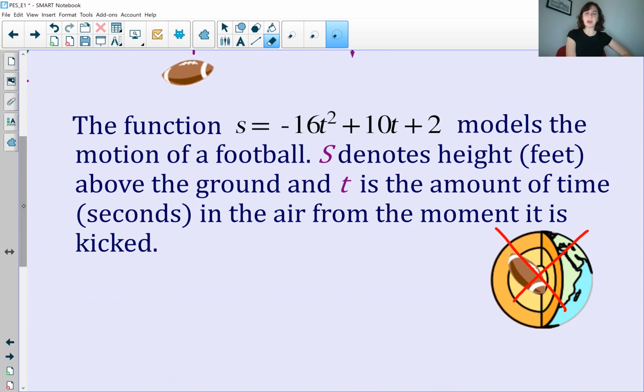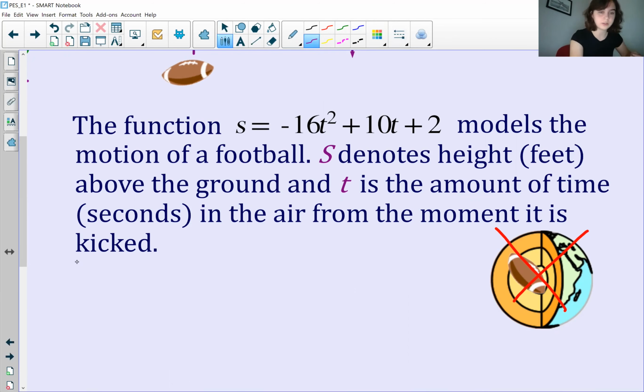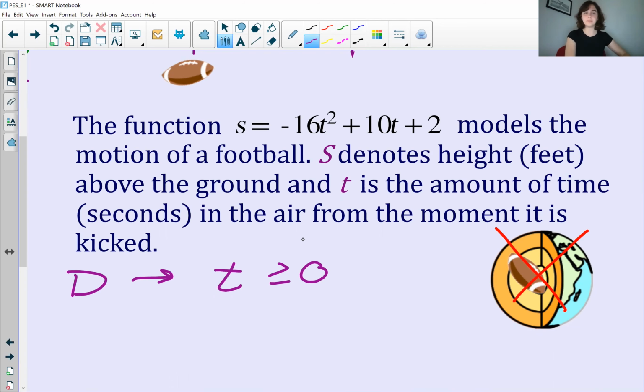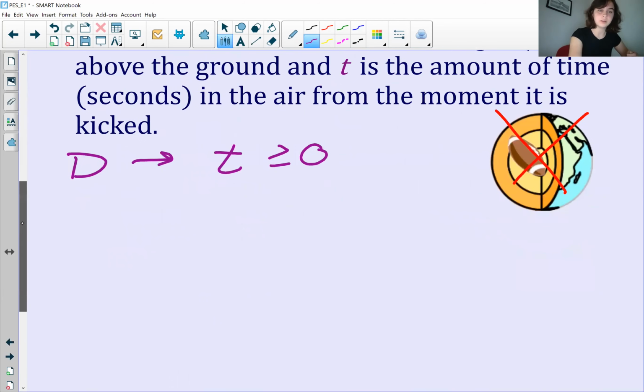So right off the bat, we can make some restrictions. And so I'm going to go ahead and do that. First of all, we know that concerning our domain, our time has to be greater than or equal to 0. Can't have negative time. So that's just something we have to keep in mind when we're stating our final domain.